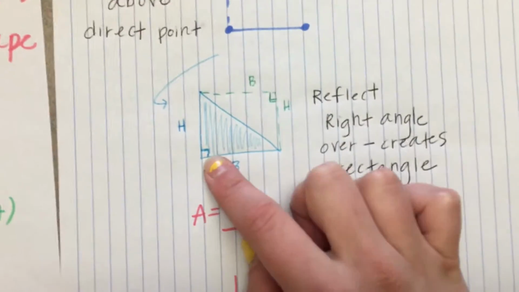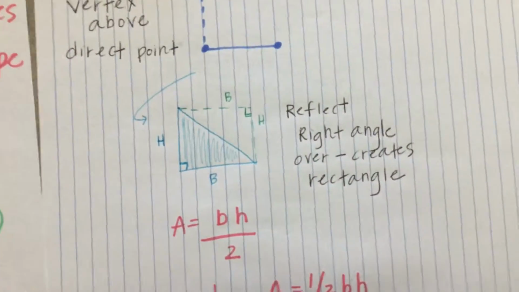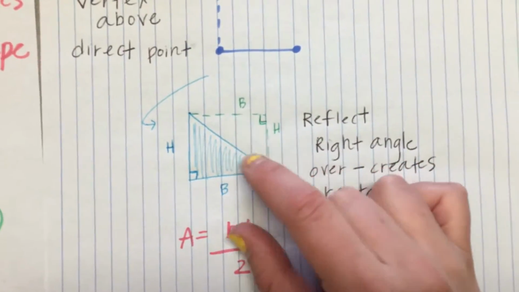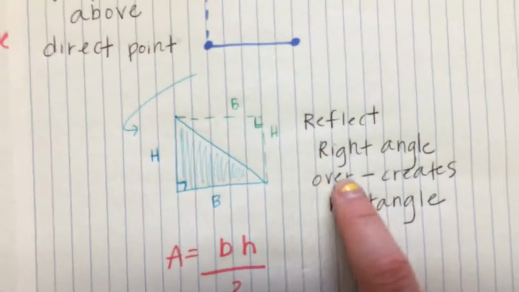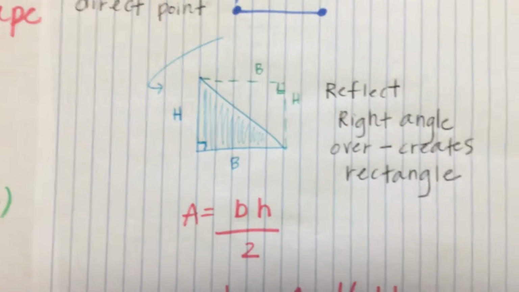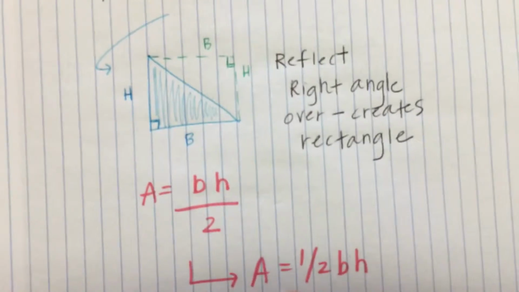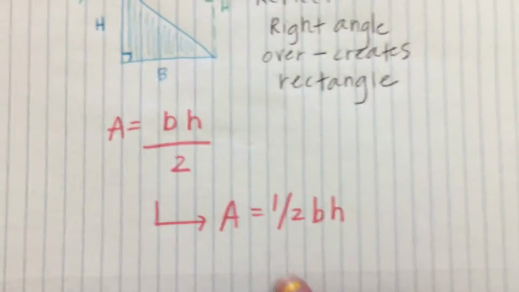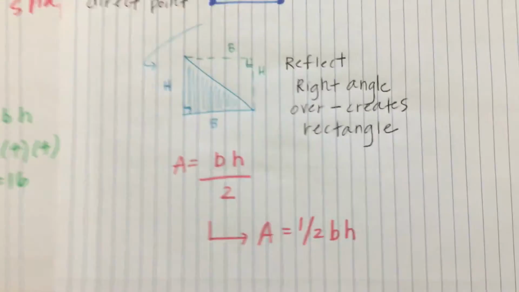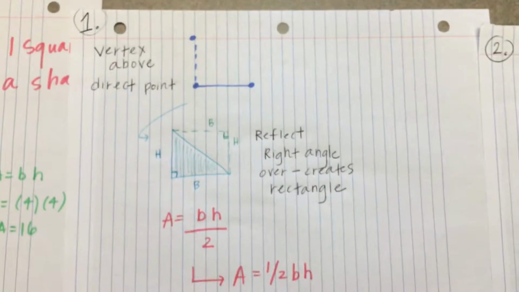Because it has a right angle, I'm able to reflect it across the axis and double the triangle to create a rectangle. Here, after I've reflected it, I have my dotted line in green with the base and the height. And this makes a rectangle. We know that the area of a rectangle is base times height because we just proved that. Since this is a reflection of itself, it's a double, so I have to divide it by 2, which leads me to the equation area equals 1/2 base times height. So that is the area of a triangle with the vertex above the direct point.